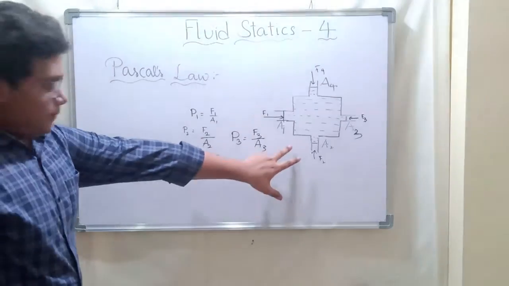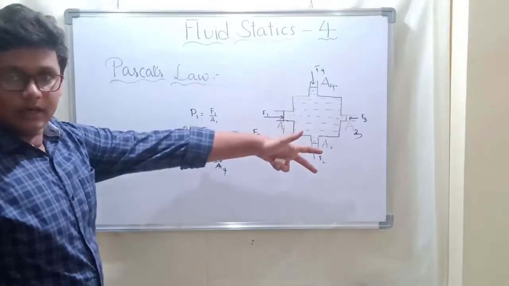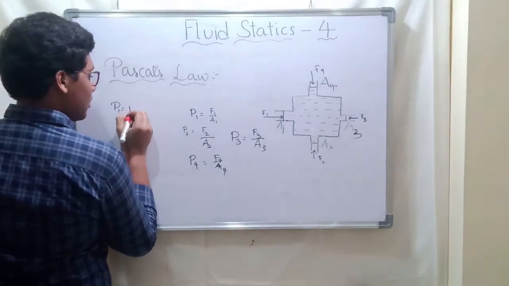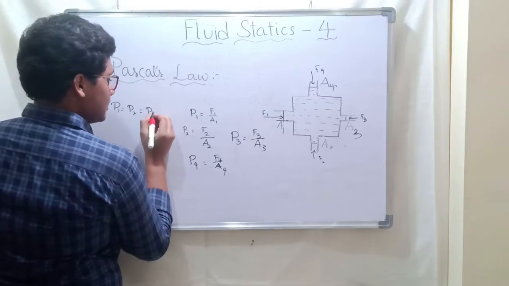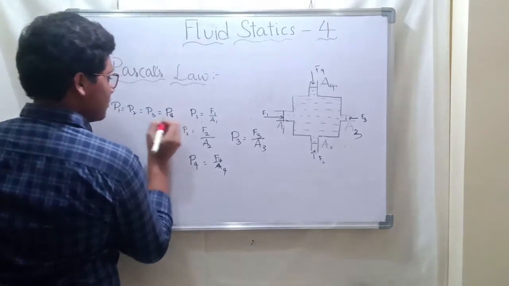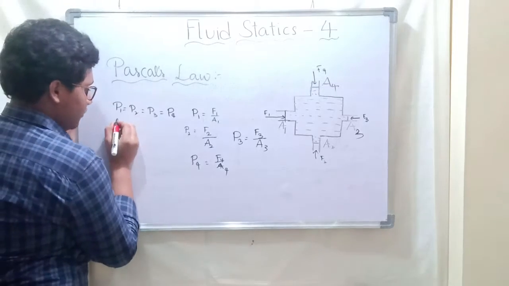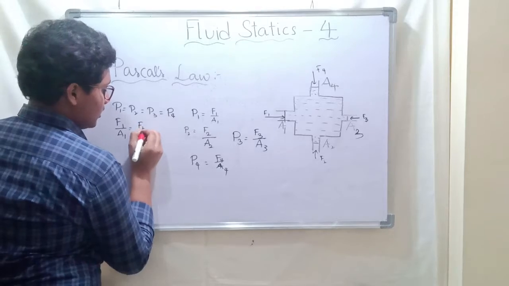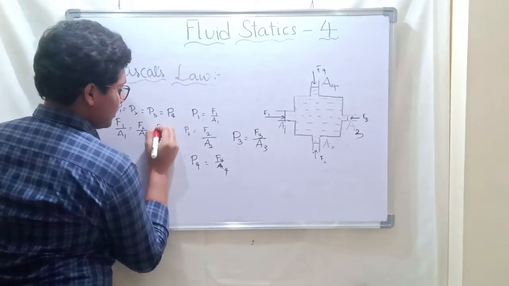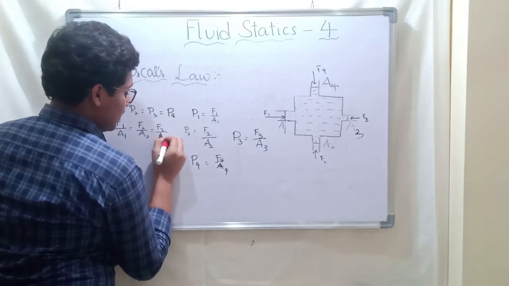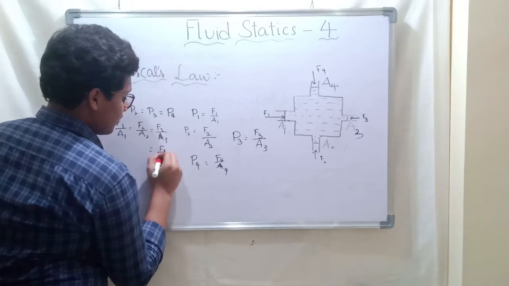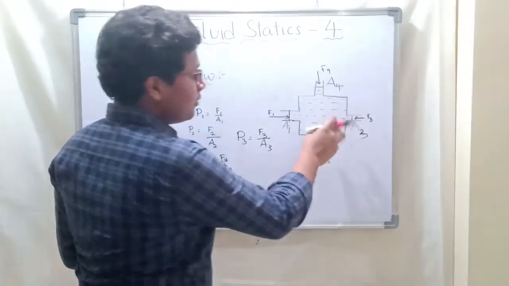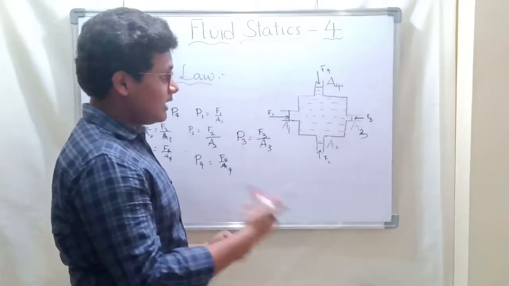To prevent the movement of pistons and the liquid, the pressure at all the pistons should be equal. So P1 is equal to P2 is equal to P3 is equal to P4. So F1 by A1 is equal to F2 by A2 is equal to F3 by A3 is equal to F4 by A4. This is Pascal's law. So the movement of pistons is only by Pascal's law.